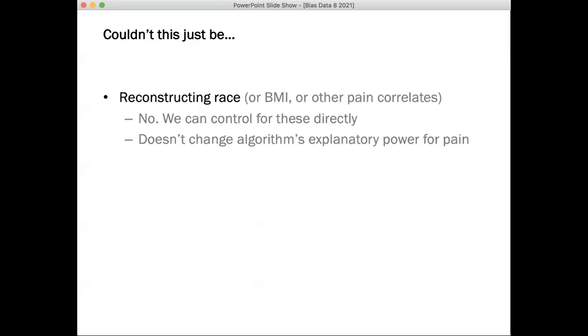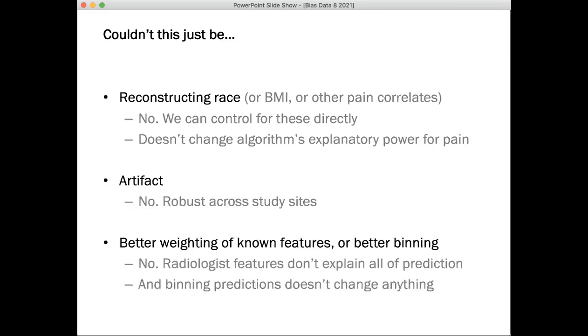It turns out we can actually just control for that directly. So what we can do is say, how well does the algorithm explain pain? And if we add in race, does that take away the algorithm's ability to account for pain? And the answer is no, it doesn't. So the algorithm is finding signal for predicting pain that has nothing to do with race or BMI or any of these other things. It's finding fundamentally new things. And we know that because we can actually control for those things directly when we're looking at the algorithm's explanatory power for pain.